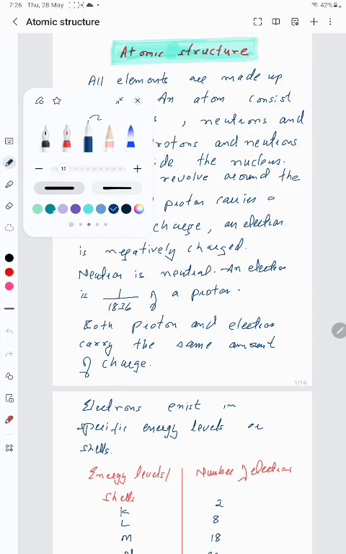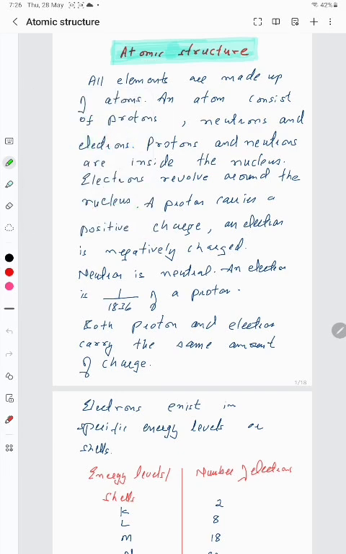Atomic structure, and elements are made up of atoms. Atom is the basic structure of any element. And in this chapter, we are discussing atomic structure.